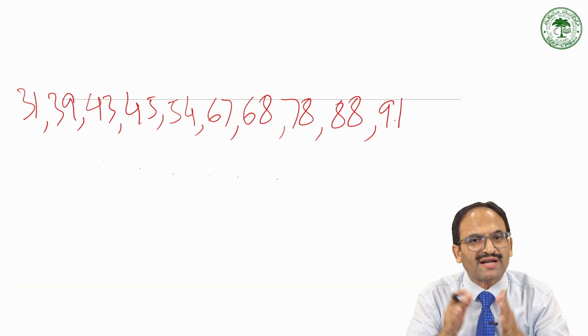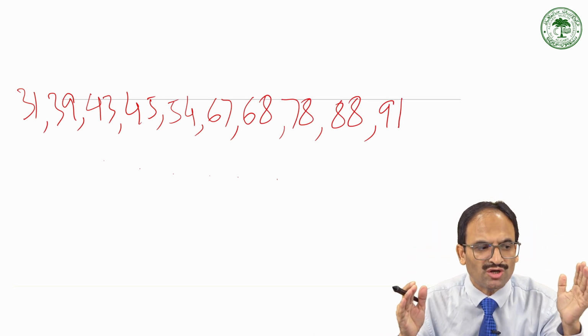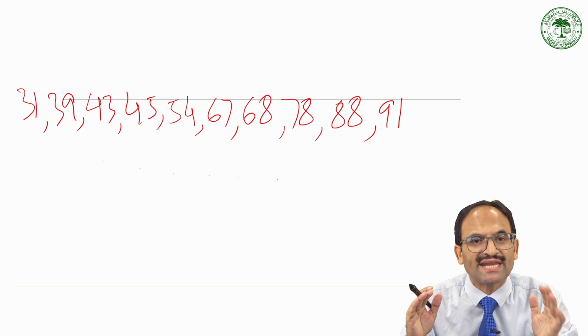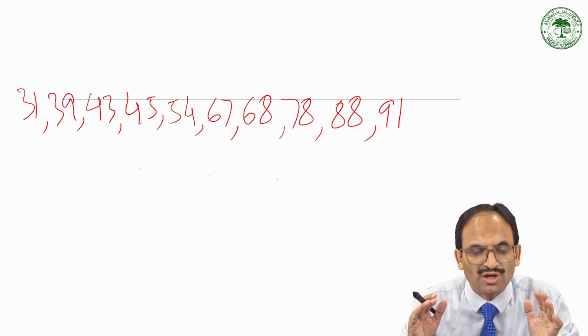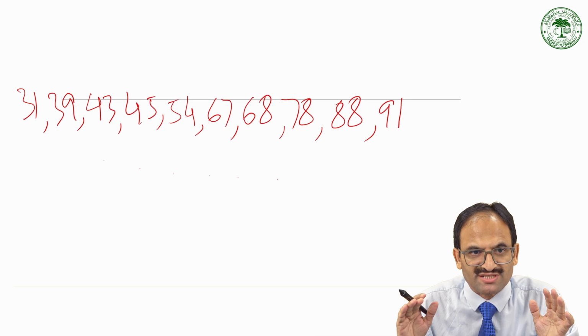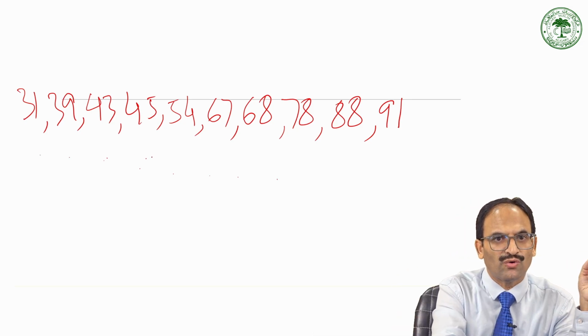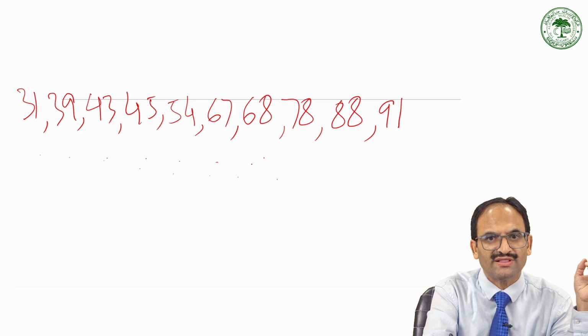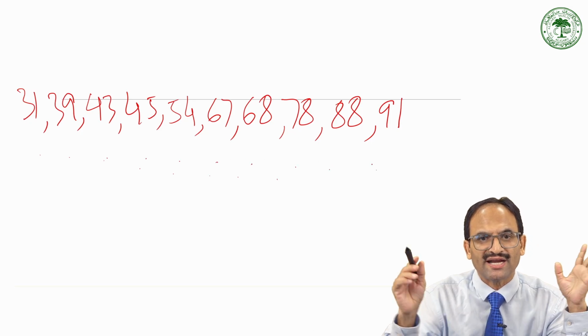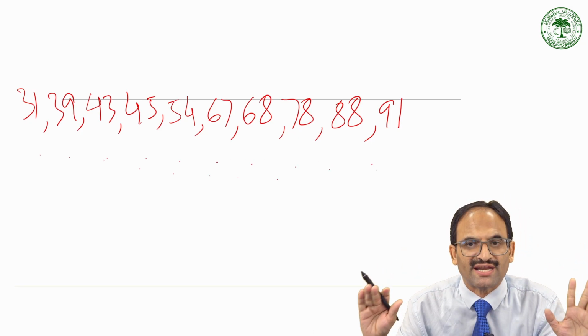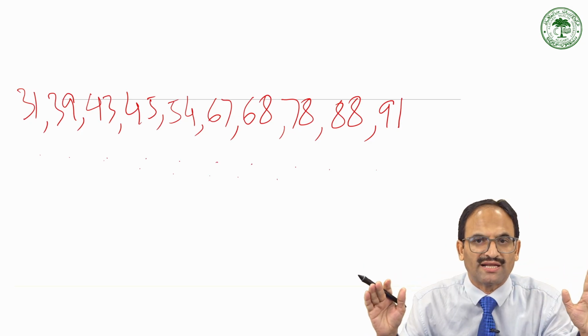Now, as I am repeatedly saying, ensure that you are not missing any number, so you have to ensure that you have taken all the 10 numbers. So let me count: 1, 2, 3, 4, 5, 6, 7, 8, 9 and 10. It means we have not missed any number. We have taken all the numbers.